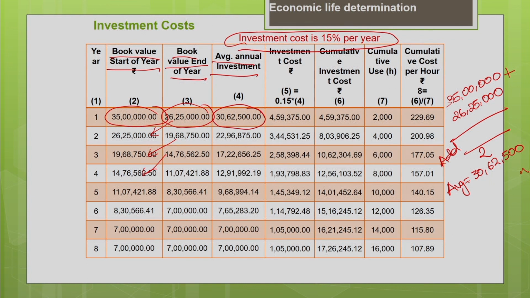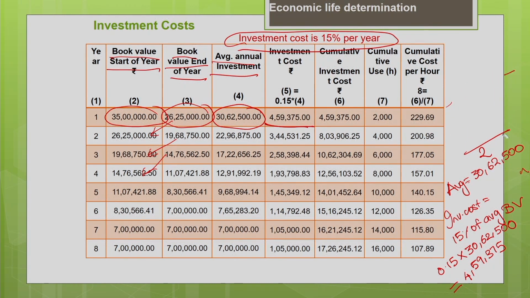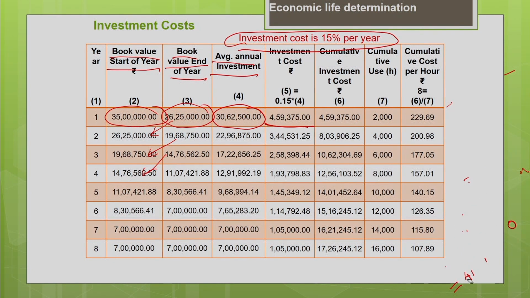Now you calculate the investment cost. Investment cost is nothing but 15% of the average book value of the particular year. So 0.15 into the average book value, 30 lakh 62,500. What will be the investment cost? It's nothing but 4 lakh 59,375 for the first year. This is how we have to calculate the investment cost for every year. One more sample calculation I will show so that you will understand better.